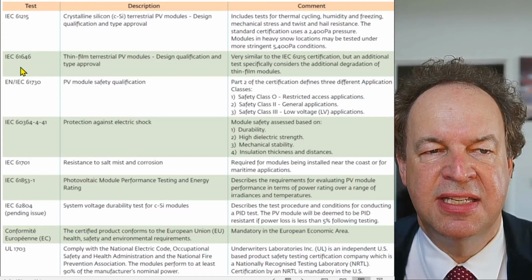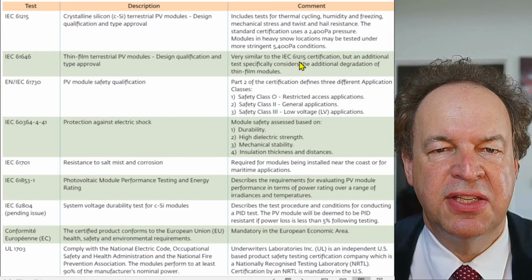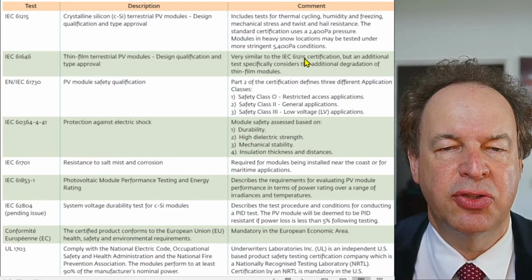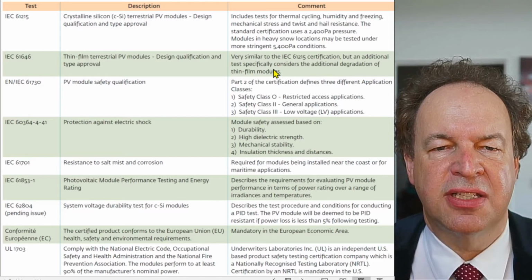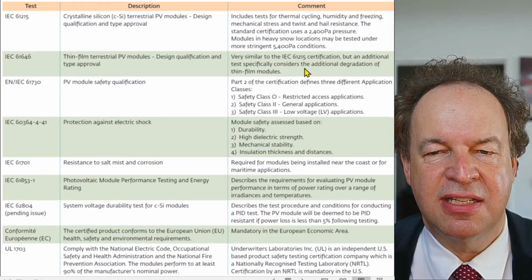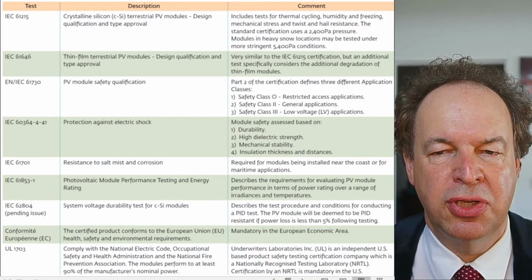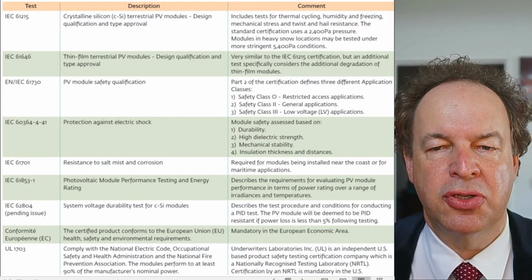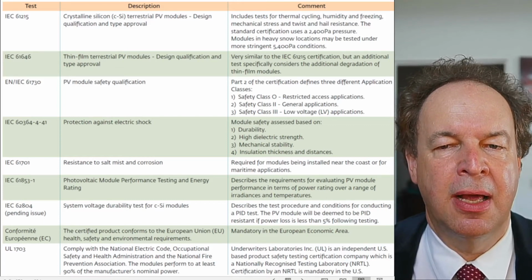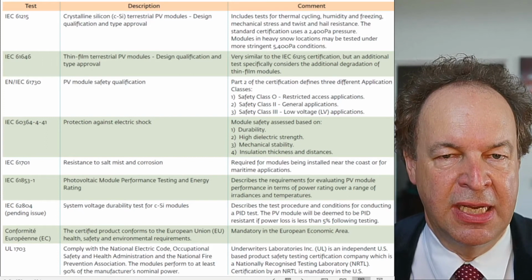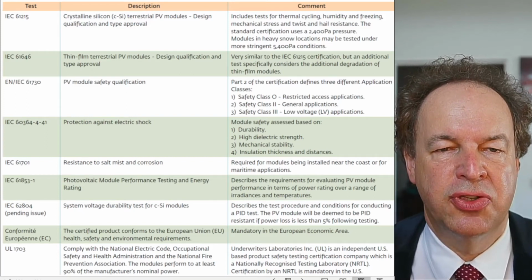Then the IEC 61646. This is for thin film modules. It's very similar to the IEC 61215 certification. Here they have additional tests, and not so much additional tests, even fewer tests, because the power output determination of a thin film module is much more complicated, because you have to do light soaking in order to find a stable power output. And this is quite cumbersome, costly, and consumes a lot of time.